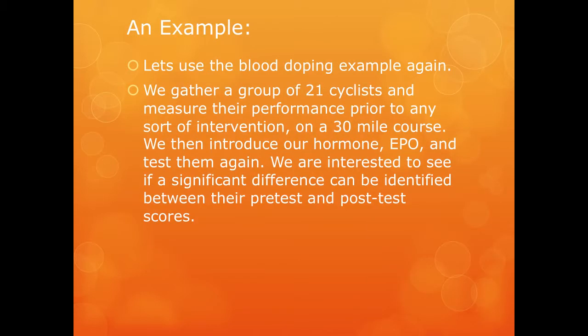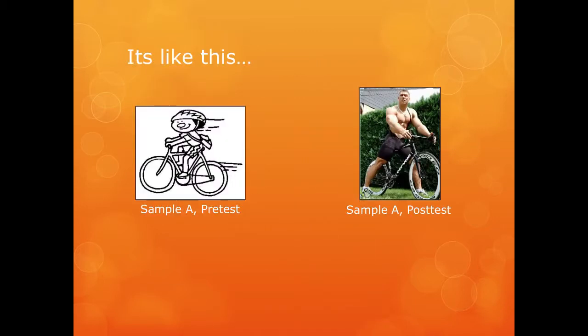So let's do an example to see how this differs. So again, the blood doping example that we did before, we're going to gather again 21 cyclists, okay? But this time, actually, we're going to measure them before, and then we're going to go ahead and give them the EPO hormone, all of them, okay? And we want to see if there's a difference between before they receive the EPO hormone and after the EPO hormone, okay? All right, so this is going to be our before and after.